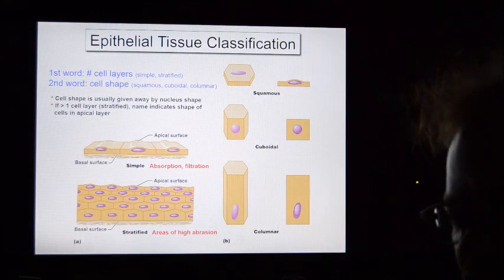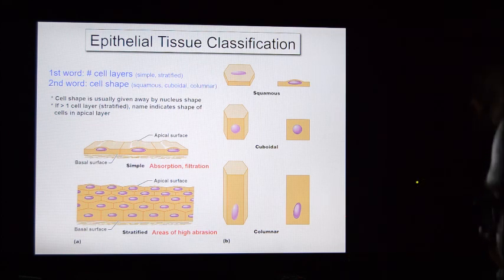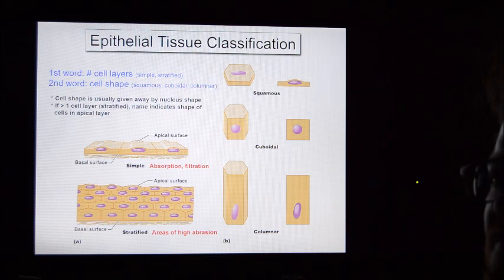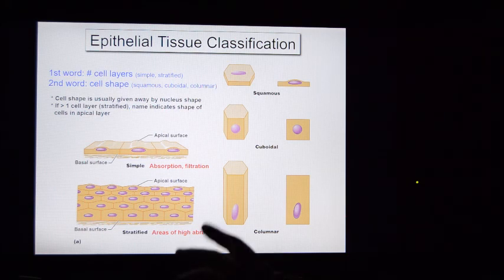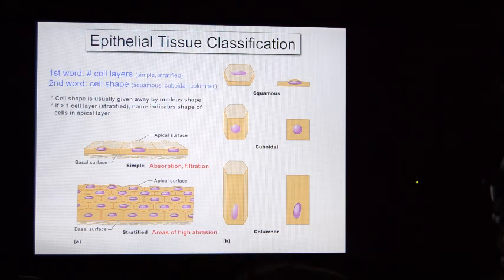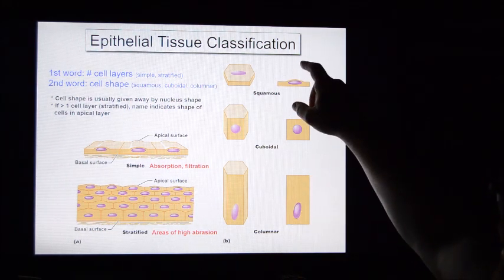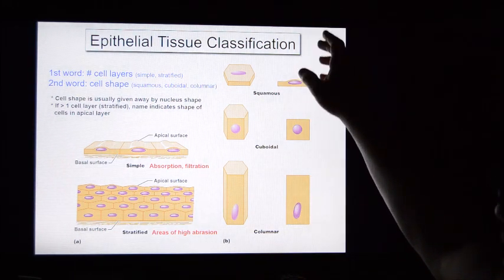They let things through more readily, whereas stratified tissues tend to be in areas that are subject to high abrasion or areas that need further selectivity on what can pass from one point to another. So both of these are important. And further, we classify epithelia based off of their shape of cell.